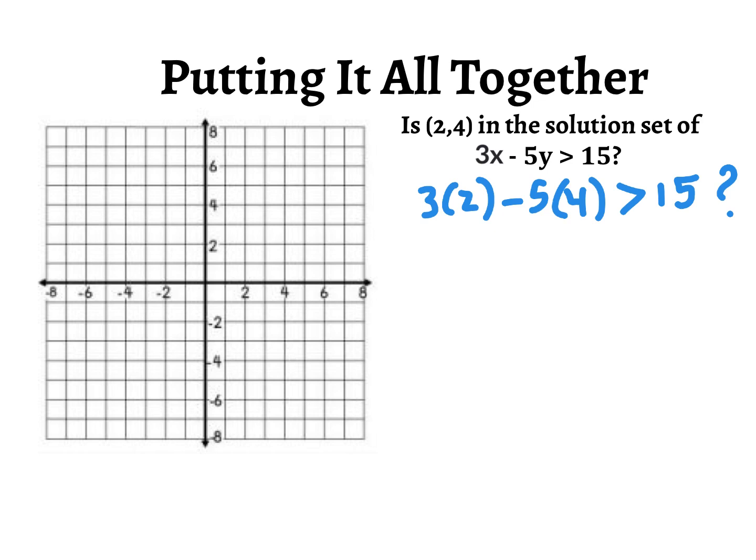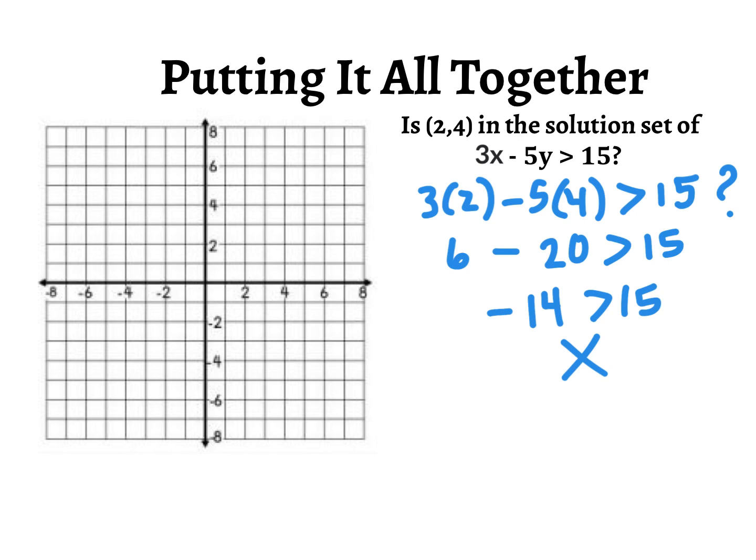Let's find out. 3 times 2 is 6. 5 times 4 is 20. Is that greater than 15? 6 minus 20 is negative 14. A negative number will never be greater than a positive number. So this is not a solution. Let's try this on the graph.